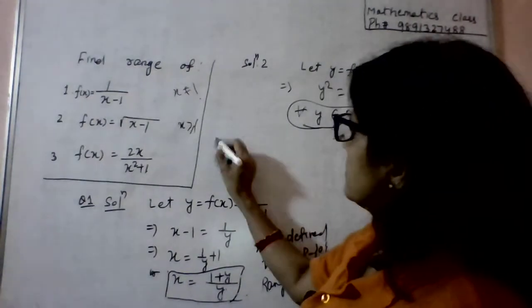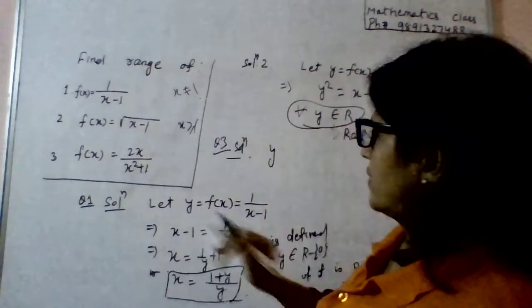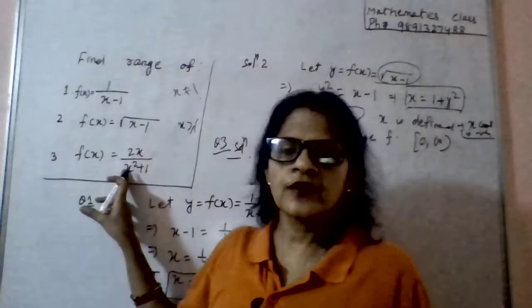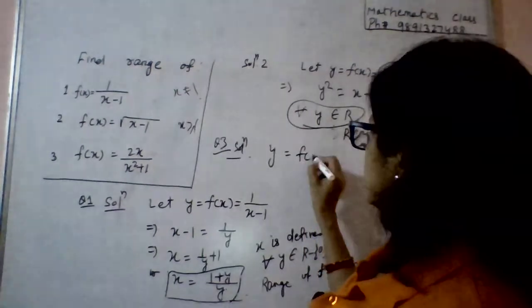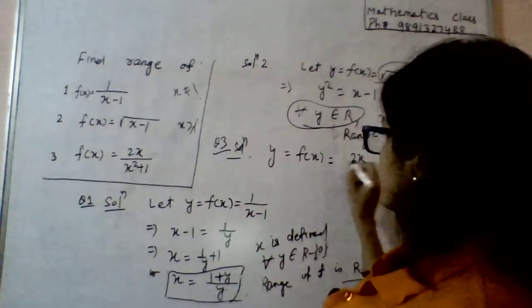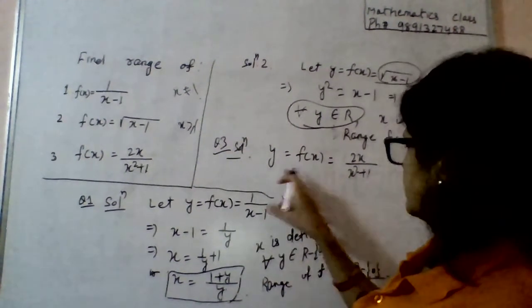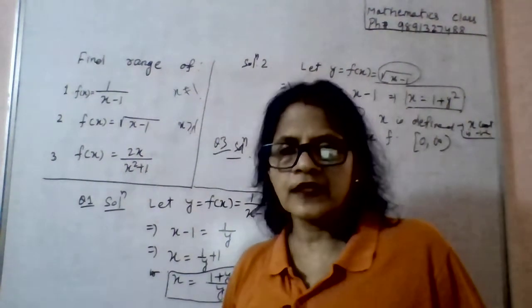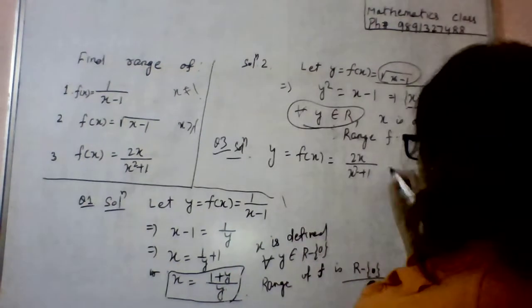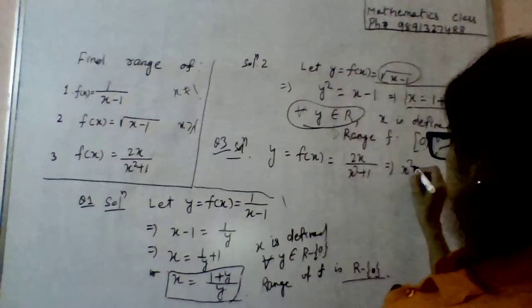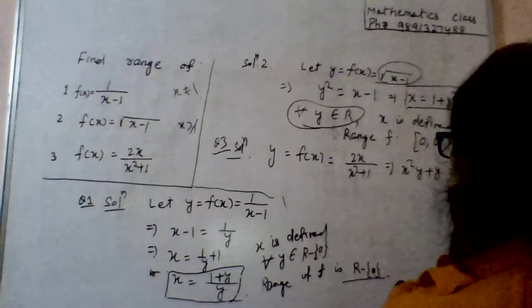Third question is, solution of the third question. So we are going to get the range. Here the domain is the set of all real numbers. So let y equal to f(x), that is equal to 2x by x square plus 1. First step is this. Second step is expressing x in terms of y. So this implies you can write x square y plus y equal to 2x.